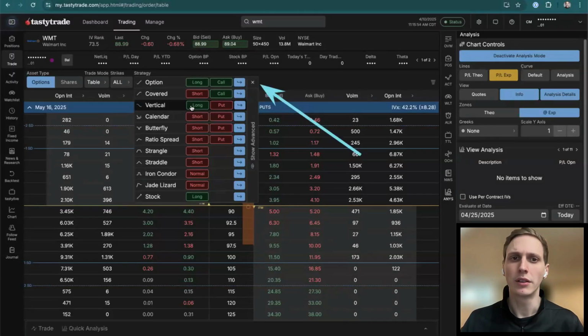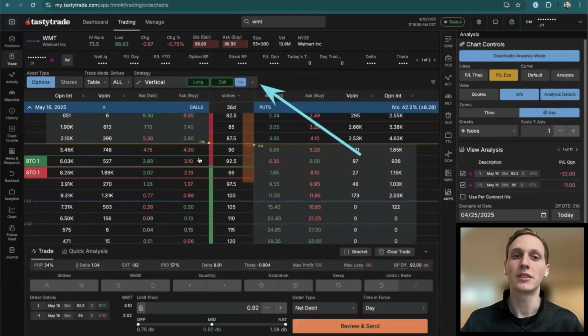Maybe we want to do a long call spread. So what we can do is toggle this call and put icon here. See, clicking back and forth, and we can go short or long too. So in this case, we just want a long call vertical. We can click go. And now that's going to set up that same trade that we just had before.